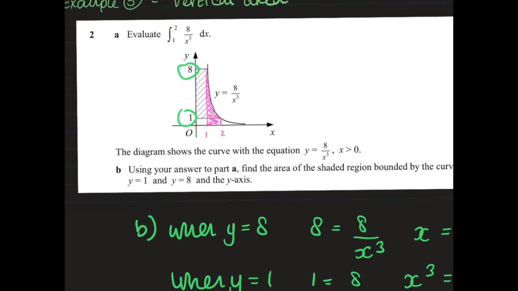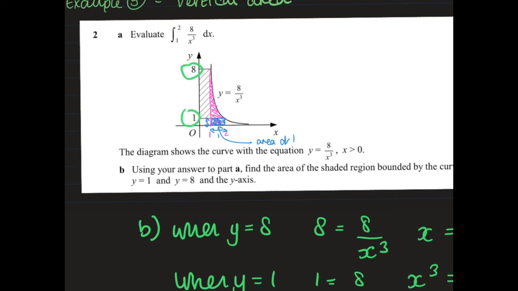So if I want the shaded area in the question, what I need to do is take my integral and take away this rectangle here, which I know if that is 1 and that is 1 is area of 1, and I need to add on this shaded area here, and I know that that part is 1, that part is 7, so that has an area of 7.